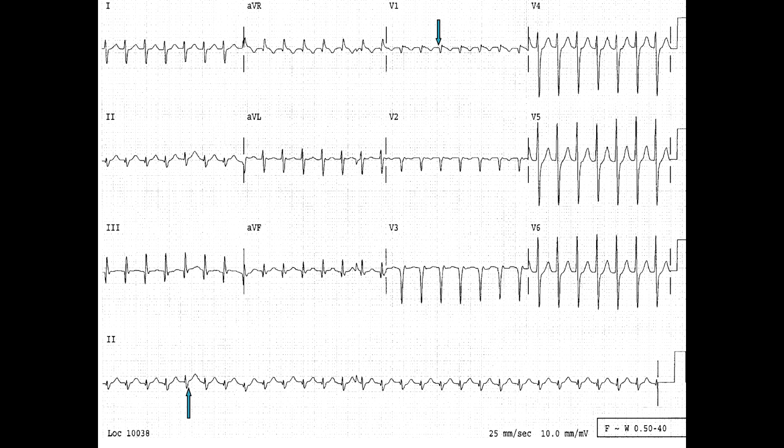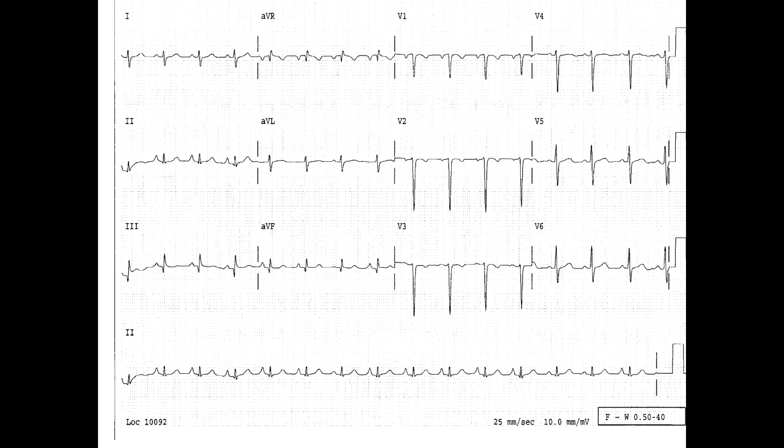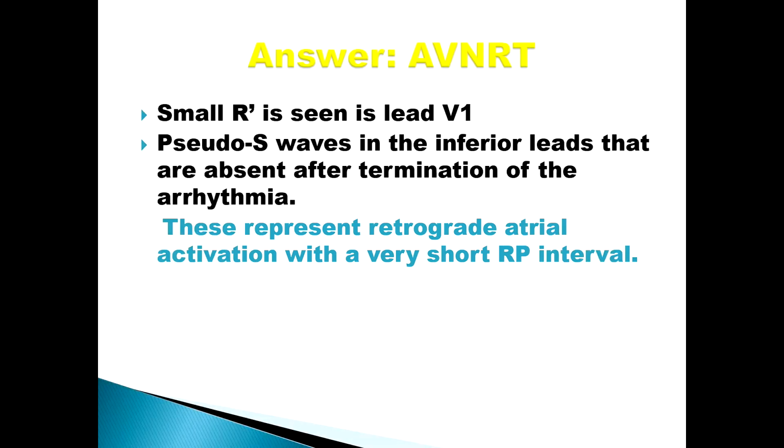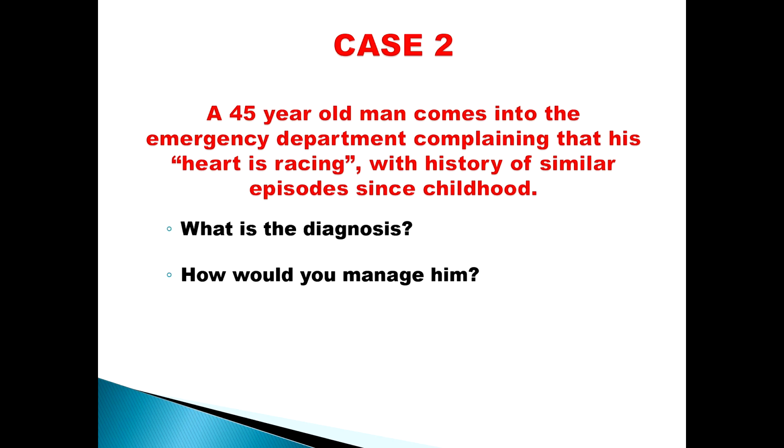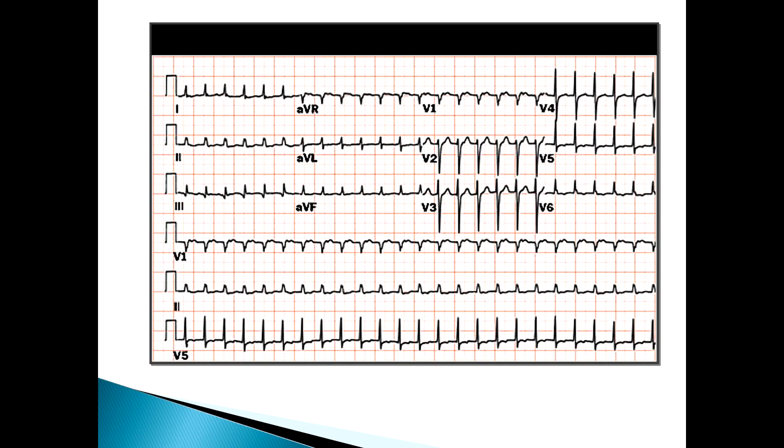And here you can see the pointer, that is pseudo S wave, and the R dash wave. So a small R dash is seen in lead V1, pseudo S wave is seen, that's why this is AVNRT. Another patient, a 45-year-old man, comes into the emergency department complaining that his heart is racing, with a history of similar episodes since childhood. This is the ECG. Any comment?